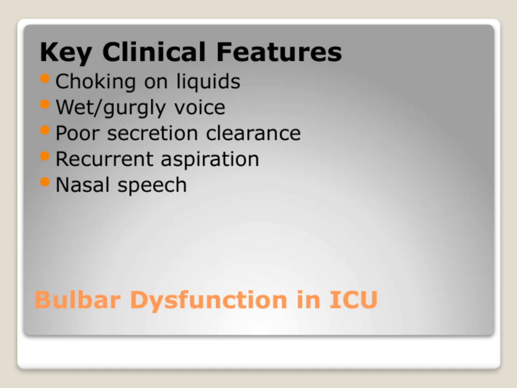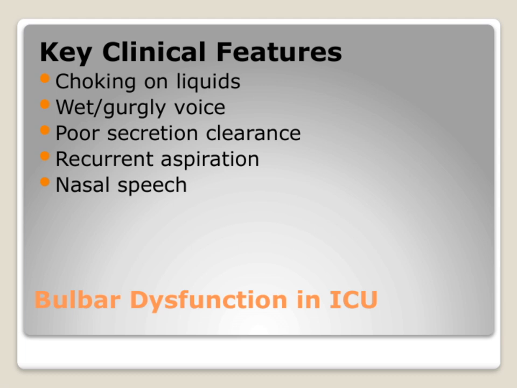Let's take a closer look at some key clinical features that can help us identify bulbar dysfunction, especially in critically ill patients. One of the most common signs is choking on liquids, which occurs because of difficulty coordinating swallowing. This can be quite alarming and should prompt us to evaluate further. Another important feature is a wet or gurgly voice. When the voice sounds congested or has a thick quality, it often indicates that secretions are not being cleared effectively, leading to pooling and aspiration risks.